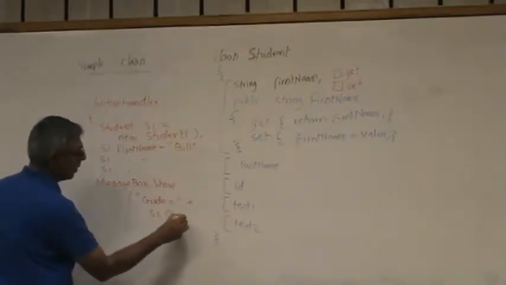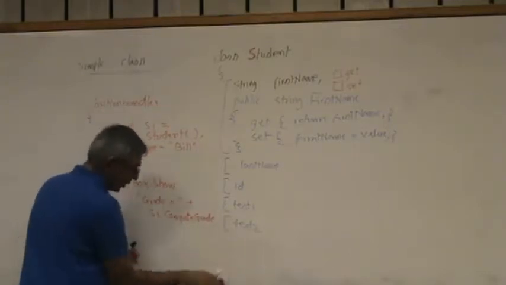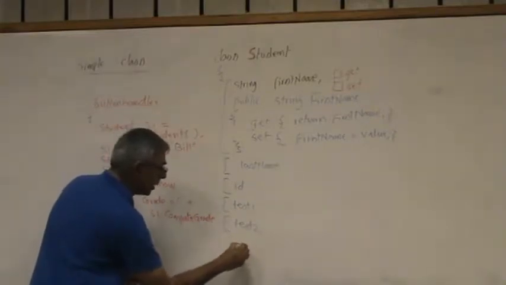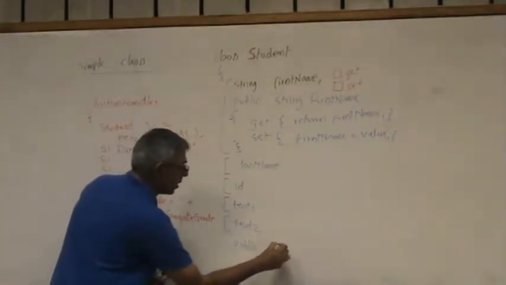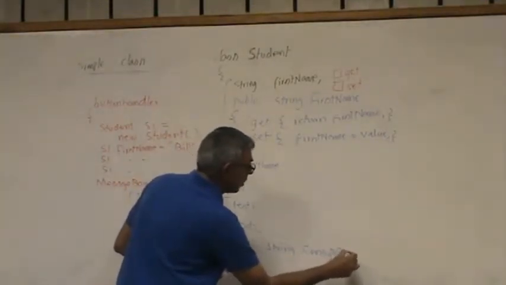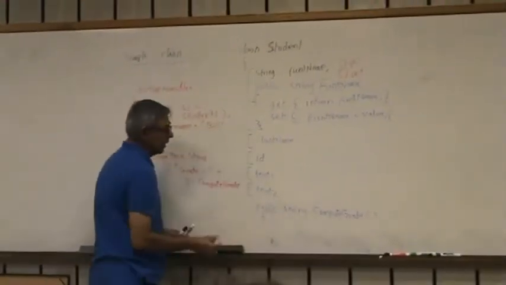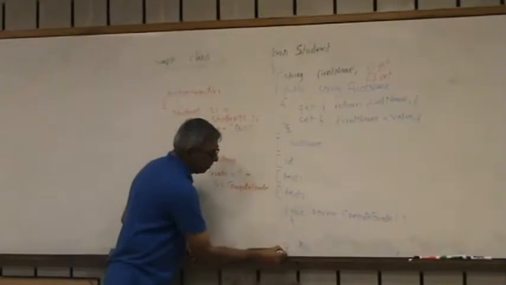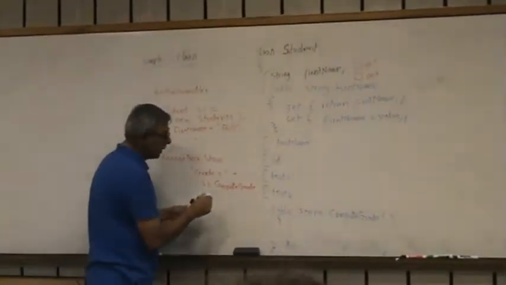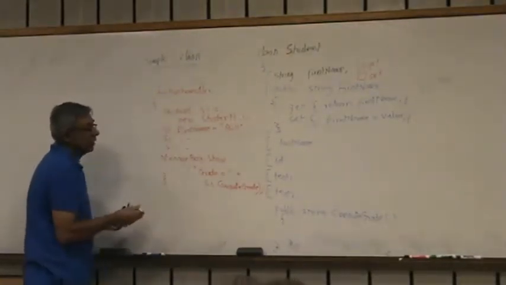ComputeGrade. Did we write the ComputeGrade last time? Yes, we did. So let me add one more function over here that we wrote. We also wrote one function, public string ComputeGrade, and it does some computations and returns, for example, A minus, B plus, or whatever the case may be, right? So our test code was something like this. The red part was our test code.